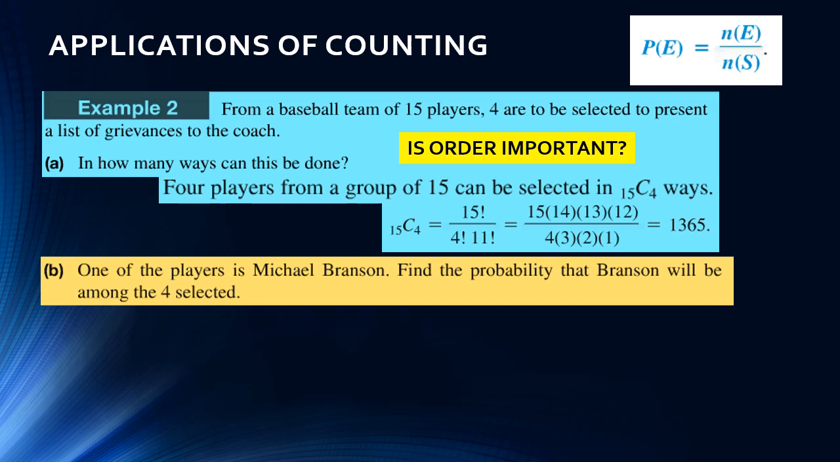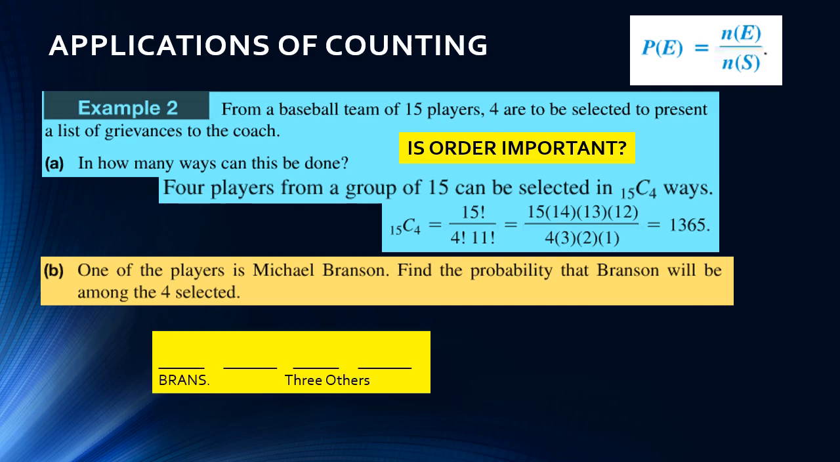So I have 4 people to pick, right? We're saying that we want to know that Branson is one of them, but then I have 3 other people that I need to pick. It doesn't really matter who these are. We just want Branson to be one of them. Well, how many Bransons are there in the team of 15?